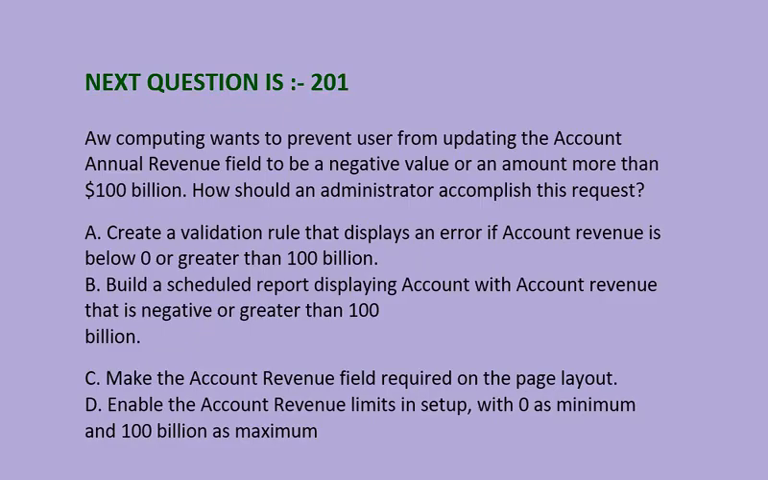Option A. Create a validation rule that displays an error if account revenue is below zero or greater than 100 billion. Option B. Build a scheduled report displaying account with account revenue that is negative or greater than 100 billion. Option C. Make the account revenue field required on the page layout. Option D. Enable the account revenue limits in setup with 0 as minimum and 100 billion as maximum.